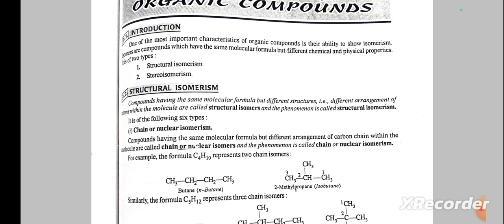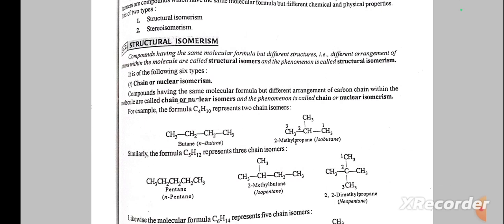It is of six types. First, chain or nuclear isomerism. Compounds having the same molecular formula but different arrangement of the carbon chain within the molecule are called chain or nuclear isomers. The phenomenon is called chain or nuclear isomerism.